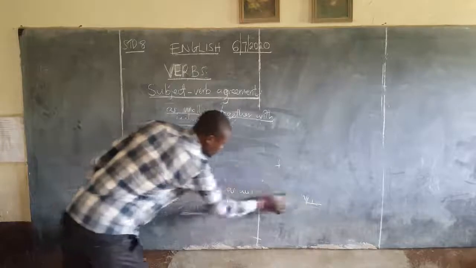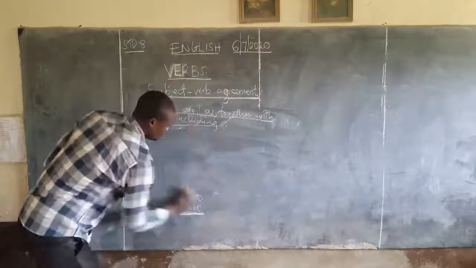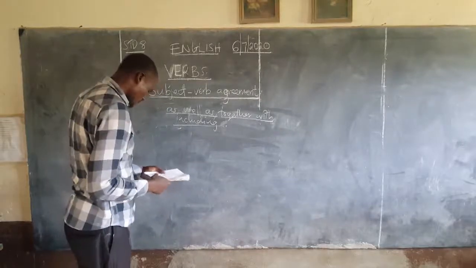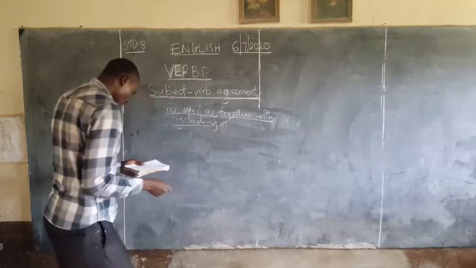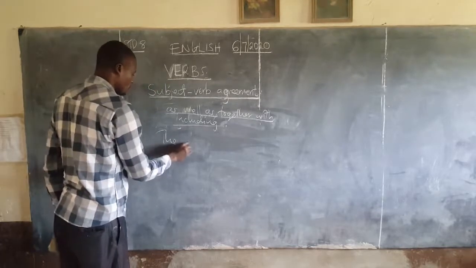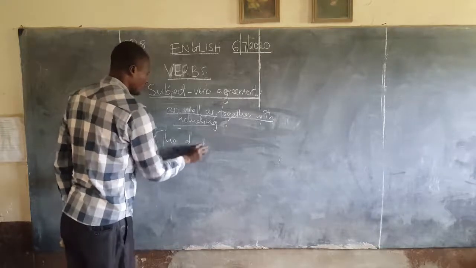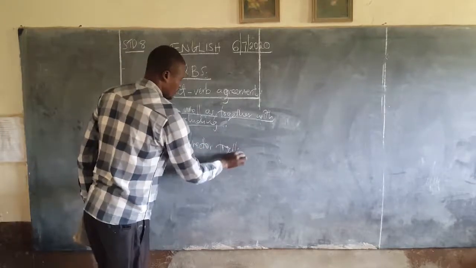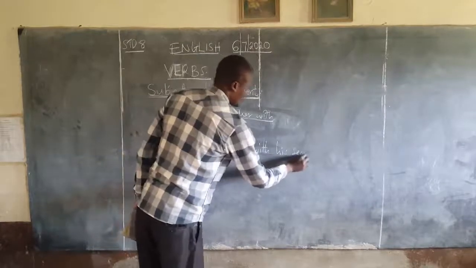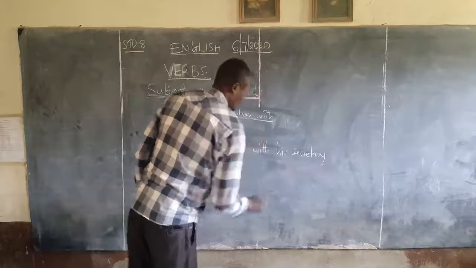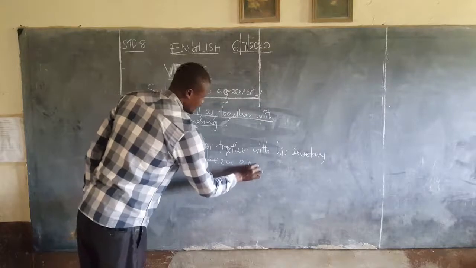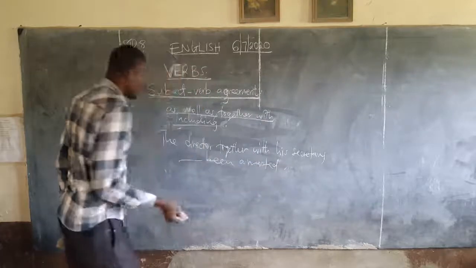Those are 2 examples. Under that, the second one is together. So the director together with his secretary, dash being arrested. Both of them have been arrested.